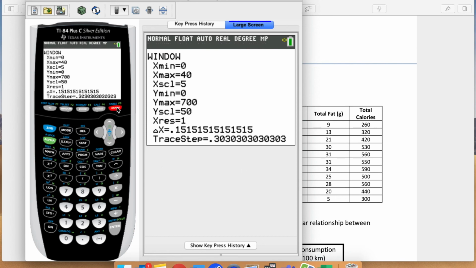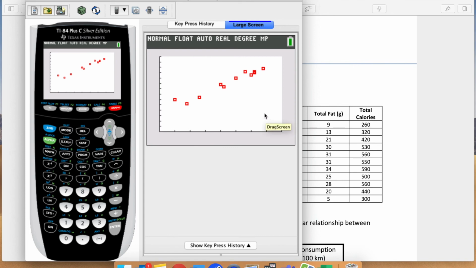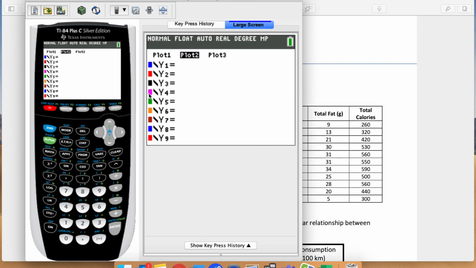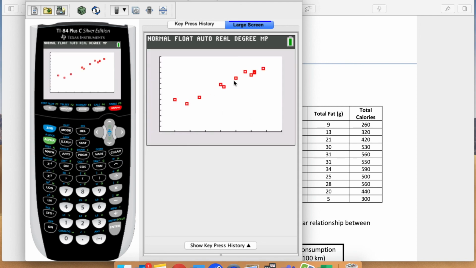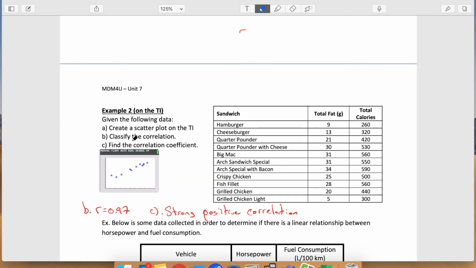If you have everything inputted, you'll see this here. If you wanted to, you could actually type in the linear regression as well. You could go in and say y equals whatever the values were that we had for the slope and the y-intercept, and it would graph it with this. This is what you see here for the scatter plot. So two things: we've got the correlation coefficient, and we know it's a strong positive correlation.